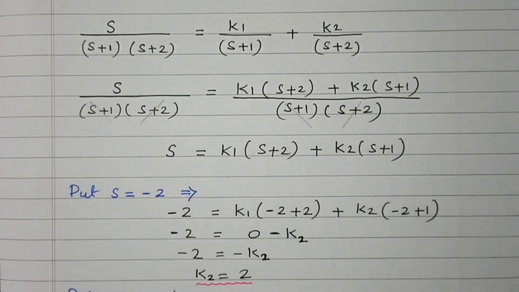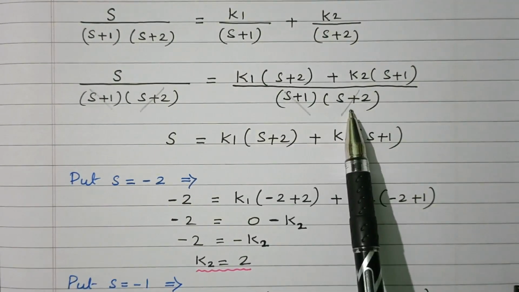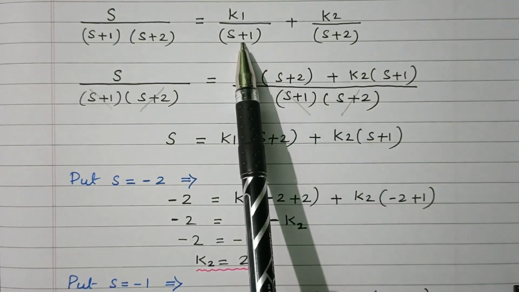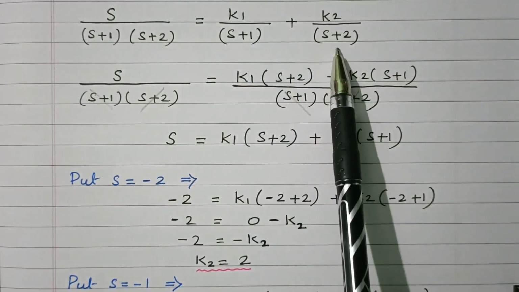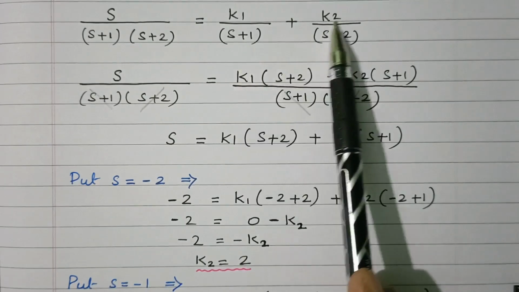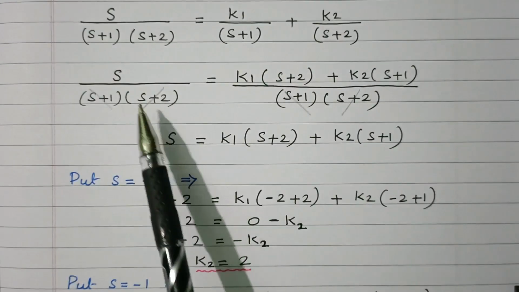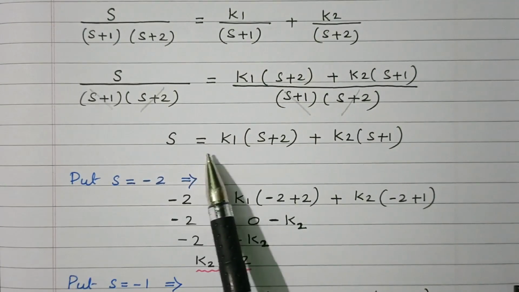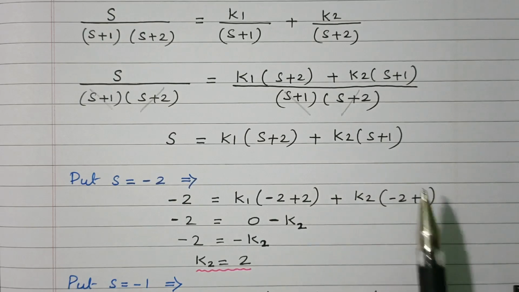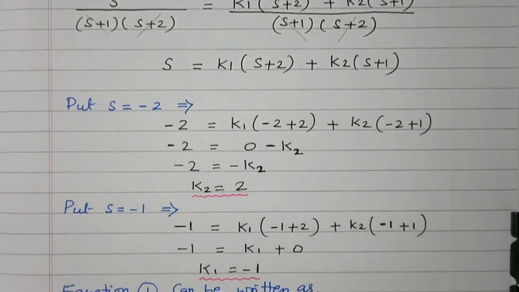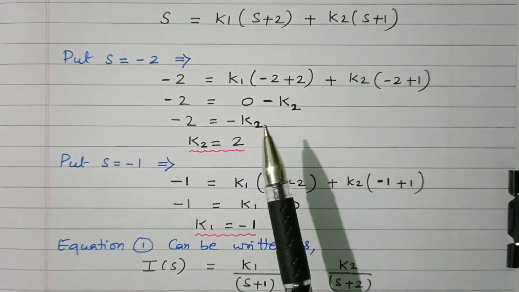Now we'll go for the further simplification. We take the LCM, s plus 1 into s plus 2. Here only s plus 1 is available, so it is multiplied by s plus 2. Here s plus 2 is available, so it is multiplied by s plus 1. The denominators on both sides get cancelled. So s equals k1 into s plus 2 plus k2 into s plus 1. Now the next step is we need to find the values of k1 and k2.